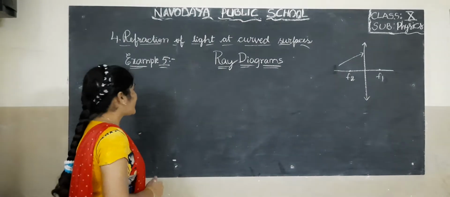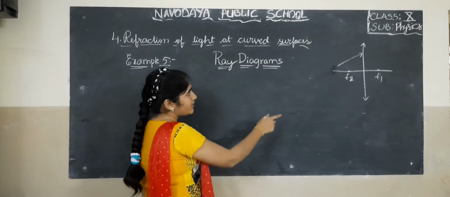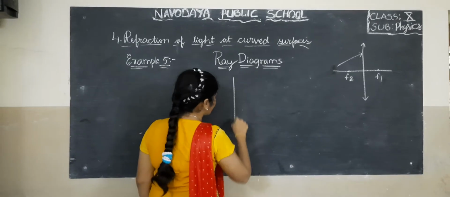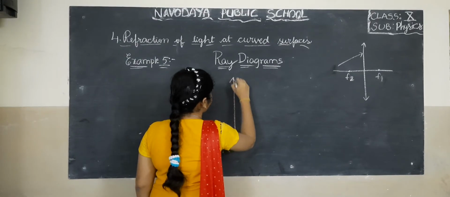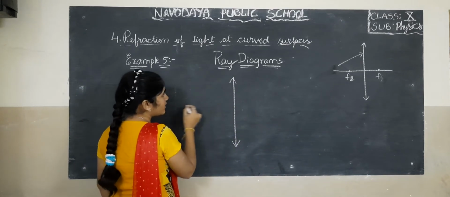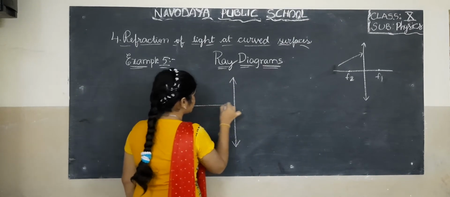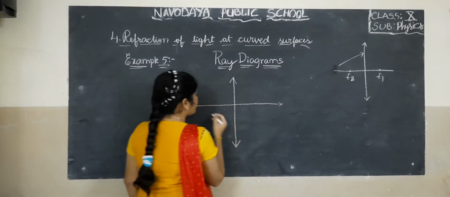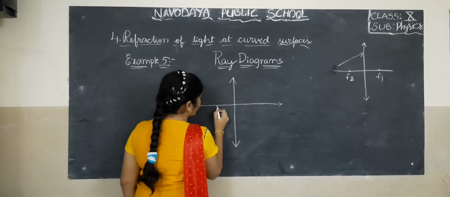Today I am going to explain example 5. We have to complete the given ray diagram. First draw a convex lens, and we have to draw the principal axis which is passing through the convex lens. We have to mark the points F2 and F1.